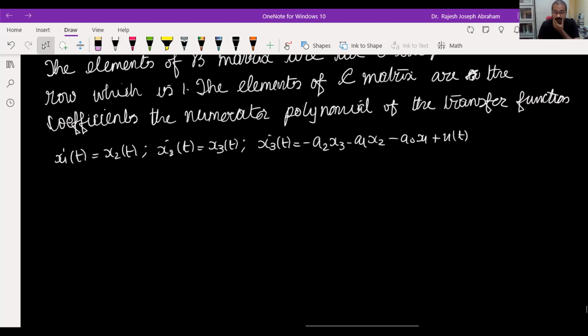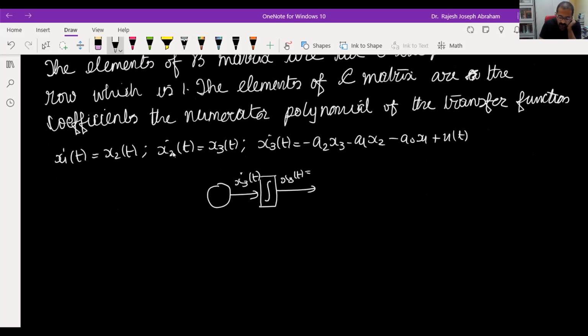In a block diagram shape. We will start with x3 dot. You see here, x3 dot is a combination of states x3, x2, x1, and the input signal. So let this be a summing point. Here we have x3 dot. So x3 dot needs to be integrated to get x3 of t. And what is x3 of t? x3 of t is the same as x2 dot.